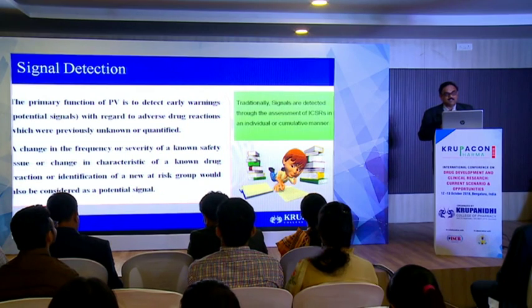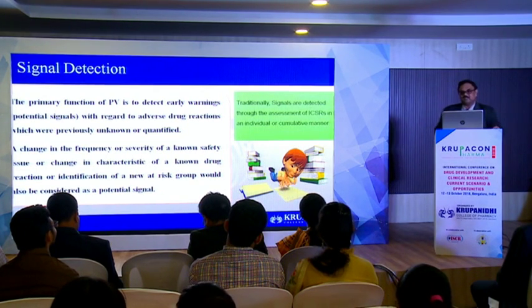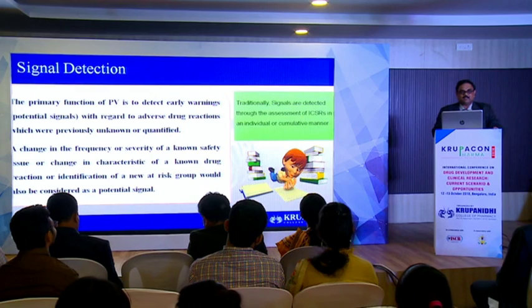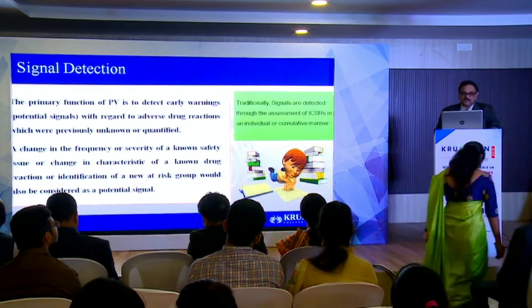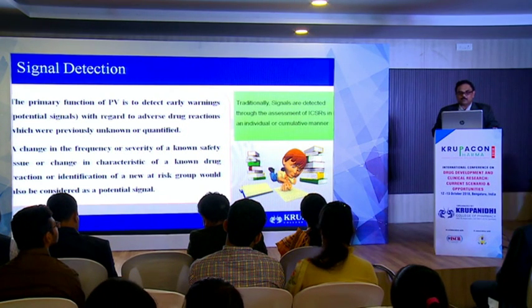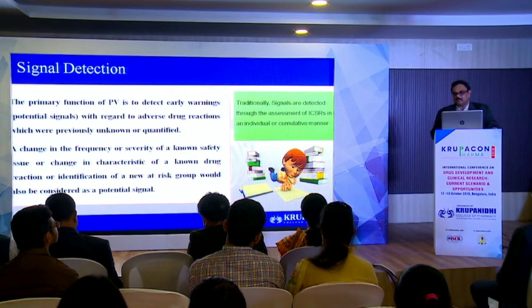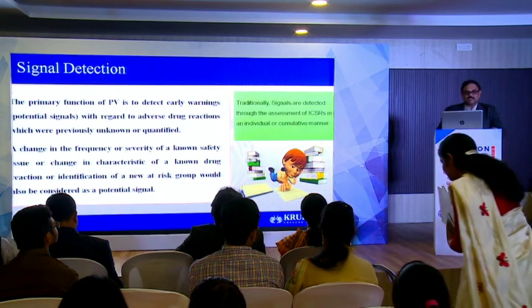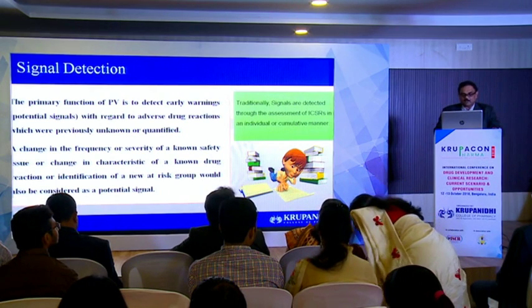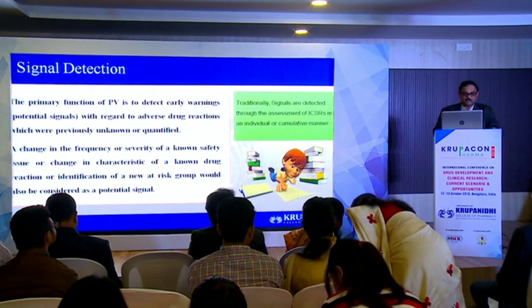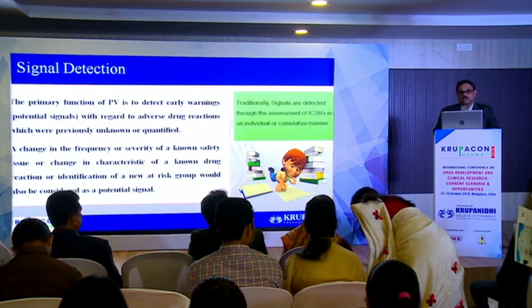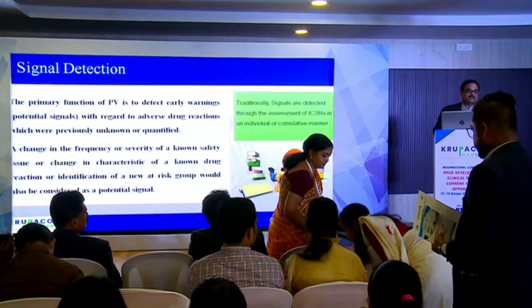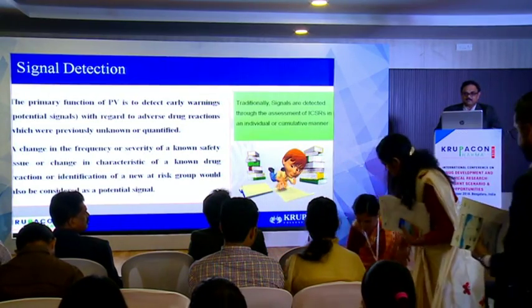The word signal detection, how we use that in the pharmacovigilance field is, there is something that is obviously showing in the data that needs attention. It might be a real signal, or it can be a potential signal today which can later be confirmed as noise. So that is called signal versus noise ratio. So how is that done? The primary function of pharmacovigilance is to detect early warnings, that is called potential signals, with regard to adverse drug reactions which were previously unknown or unquantified. So that is what we call a signal.